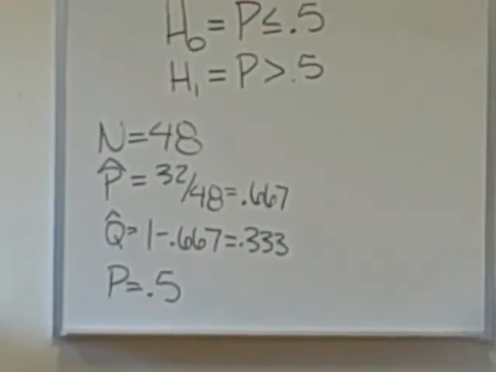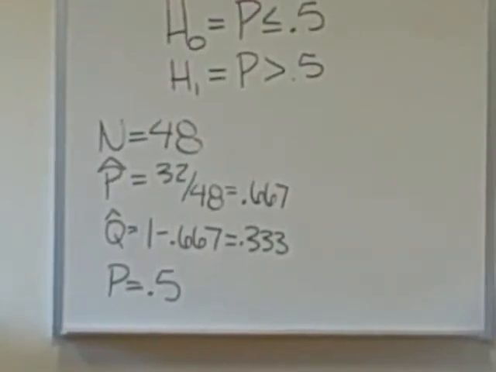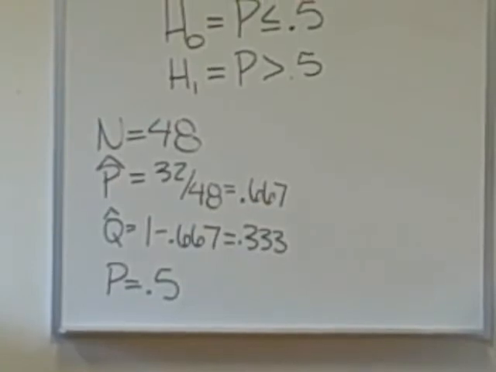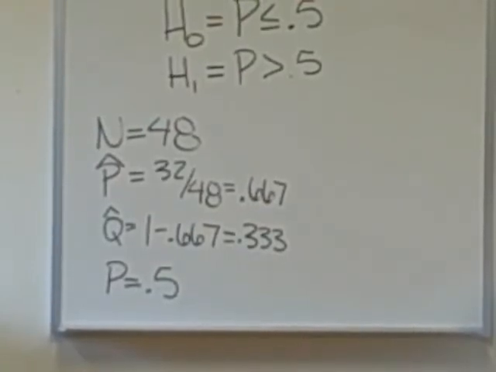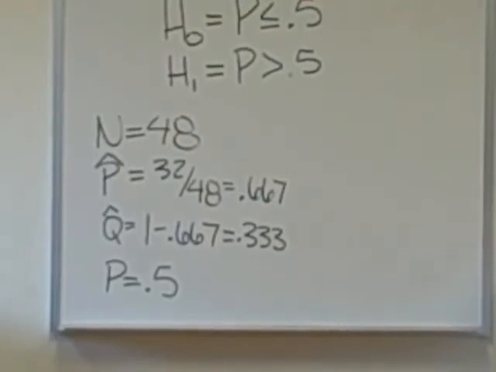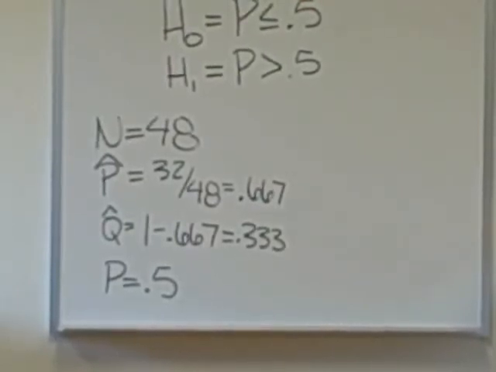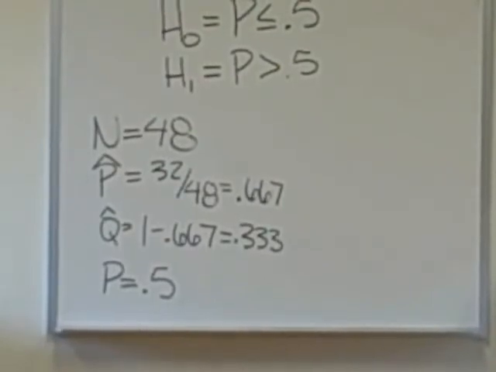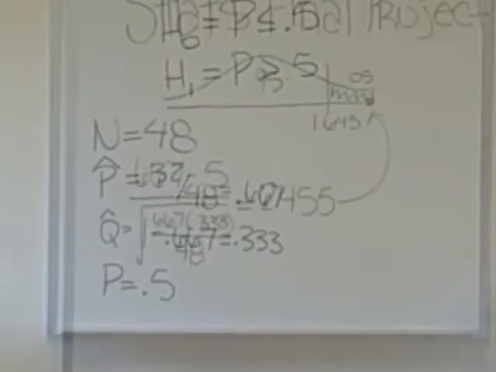The data which we will be using is N equals 48, P hat equals 32 out of 48, which is 0.667, which is the percentage that said yes. Our Q hat is 1 minus 0.667, which equals 0.333, which is the percent that said no. And our P equals 0.5, which is what is tested.